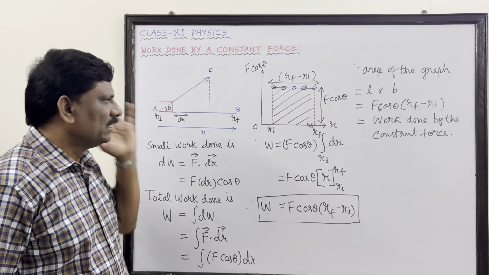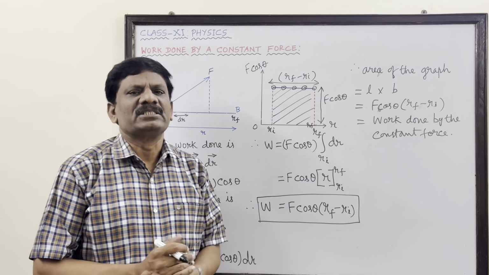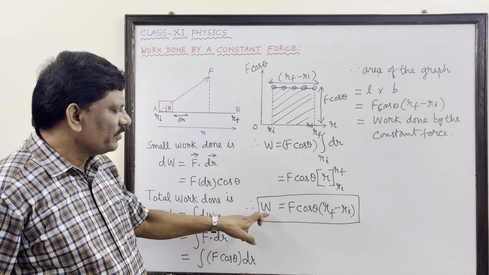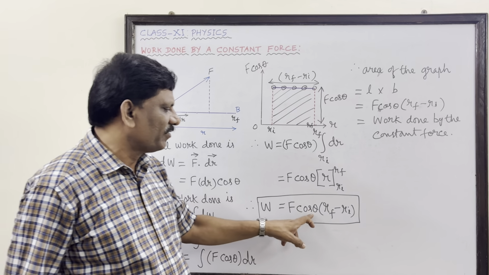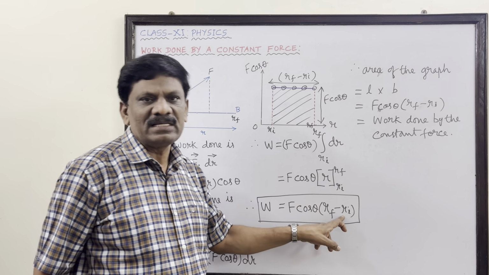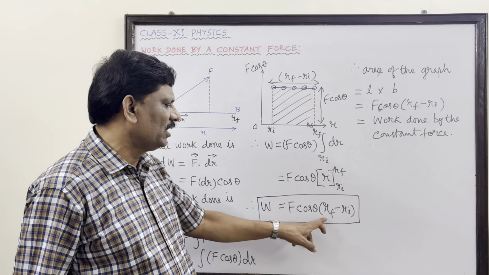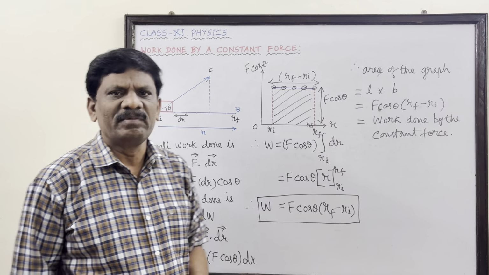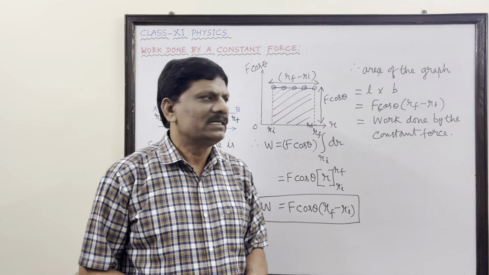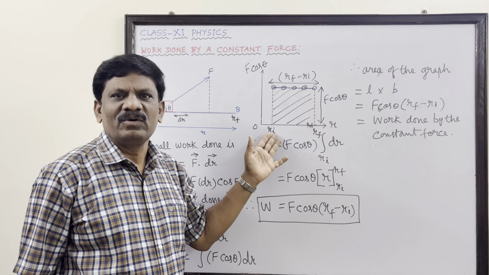So this is a very important information. For solving problems, we have to use this expression W is equal to F cos theta into R final minus R initial. Suppose R initial is 0, means that directly it is F into R into cos theta. That is nothing but F dot R. Is it not? I hope you must have understood this well. Fine.